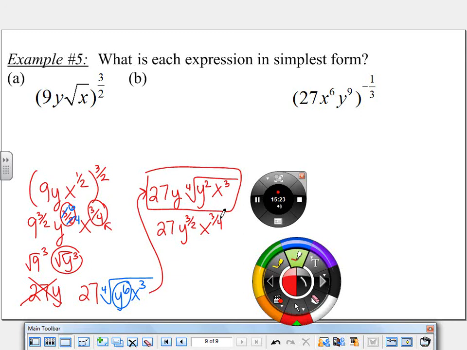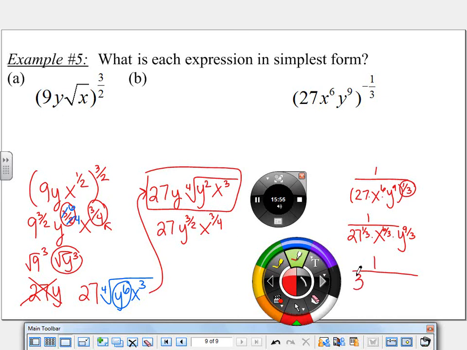All right, so now we're going to look at the same thing for the next problem. First of all, it's a negative 1/3, so I'm going to think of everything as 1 over 27 x to the 6th, y to the 9th to the positive 1/3. And then I'm going to use this exponent with each factor in the parentheses. So 27 to the 1/3, x to the 6/3, and y to the 9/3, which is going to simplify to be the cube root of 27, which is 3, x to the 6/3, which is really x to the 2nd, and y to the 9/3, which is really y to the 3rd power.